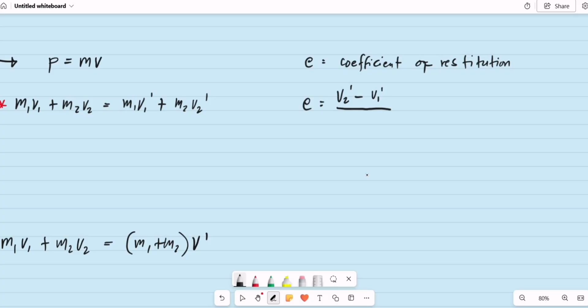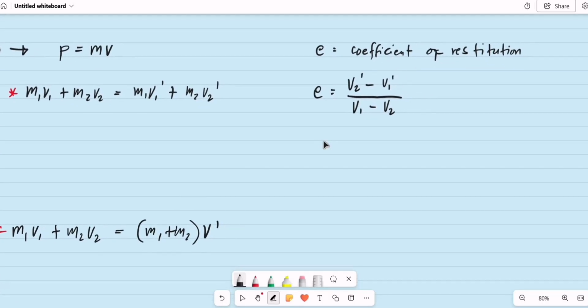This is to be divided by v sub 1, the velocity of the first object before collision, minus v sub 2, the velocity of the second object before collision. So basically, this is the relative velocity after collision, our numerator, divided by the relative velocity before collision. And also, always include the proper sign convention for the velocities.